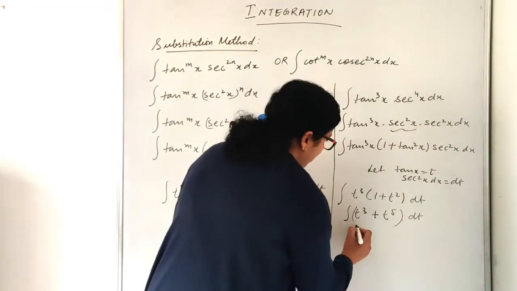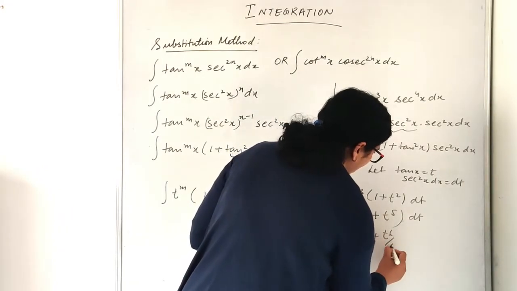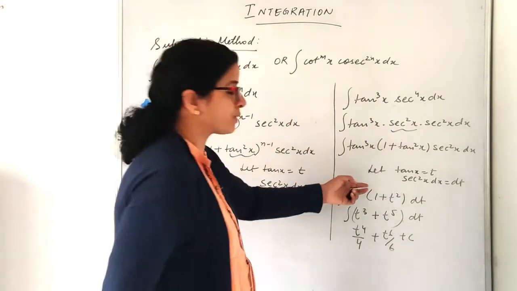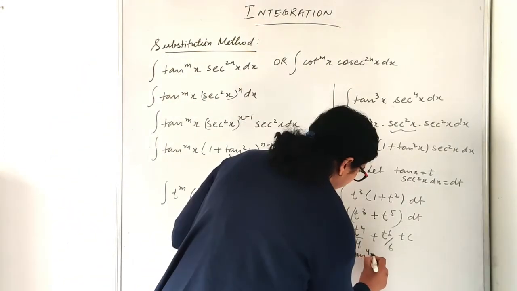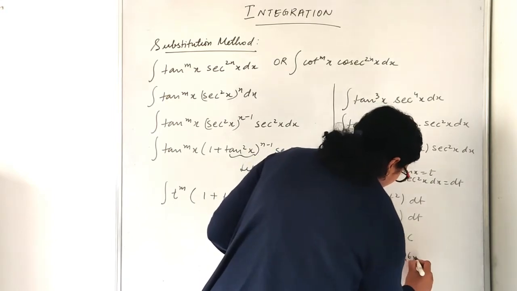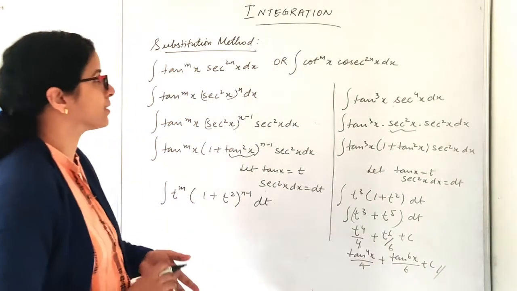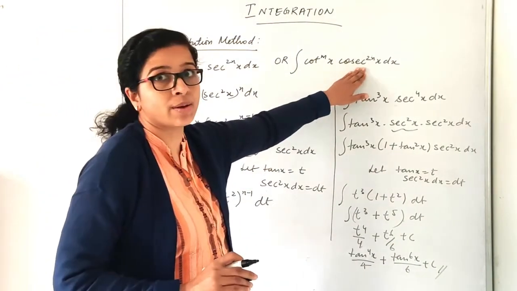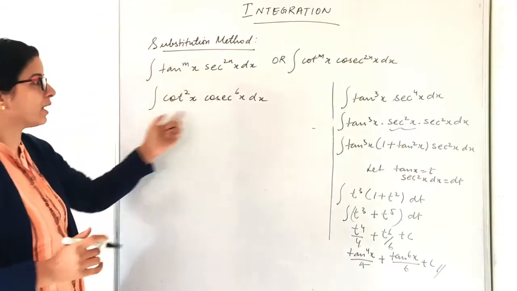Solve it. You will get t^4/4 + t^6/6 + c. Substitute the value of t. It will become tan^4 x/4 + tan^6 x/6 + c, so this is your required answer. Similarly, we can solve this type of integrand. Let us take one example of this kind.